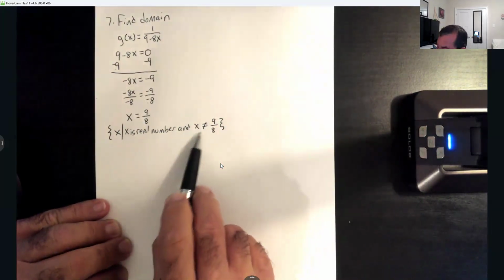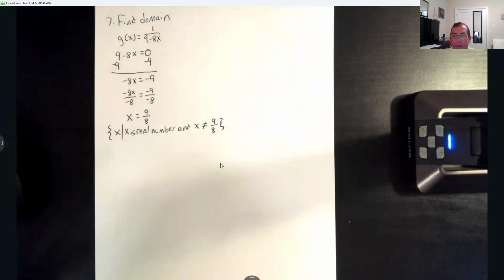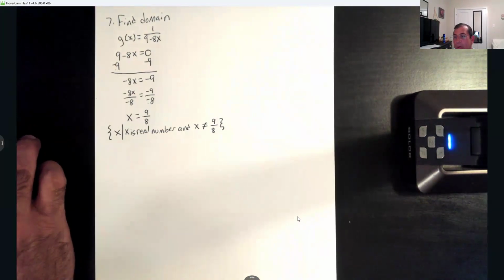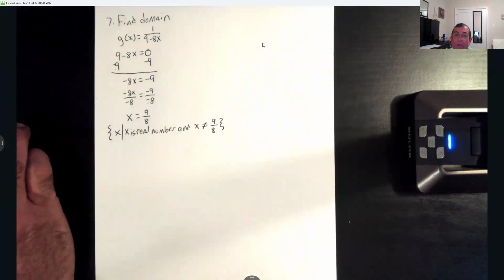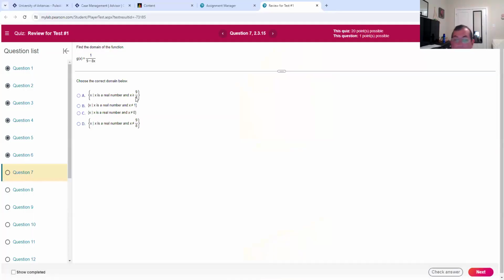Now, y'all, this problem, it's got to be the one with the not equals on it, okay? Let me show you what they're doing on this problem. They're trying to throw you a curveball by messing with these answers. Look, they got a greater than or equal. Well, we're not doing that one. They got not equal to 1, not equal to 0. But then on D, they got what we need. x is a real number, and x cannot equal that 9/8.